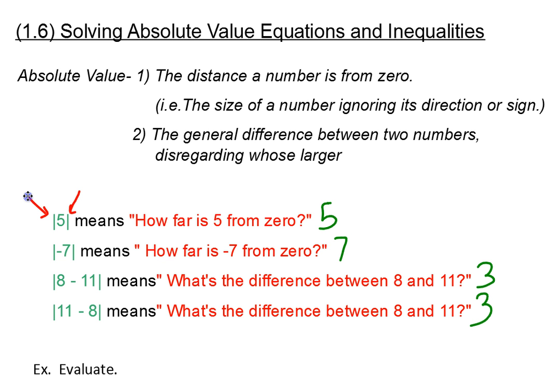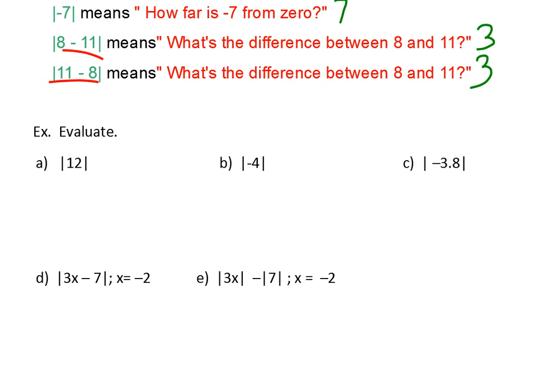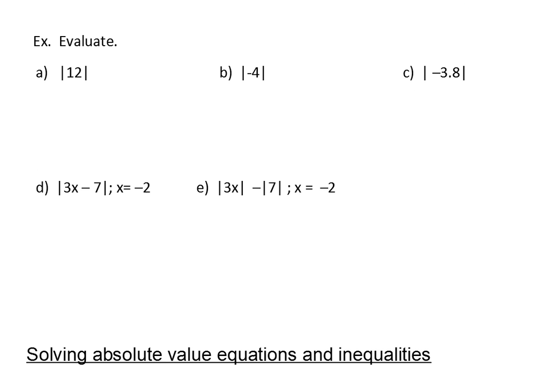Okay. All right. Ladies and gentlemen, moral of the story actually, though, is on these two problems, you can't take the absolute value of two numbers inside. You can only take the absolute value of one number, so you have to do the math to get into one number first. Take a look at some examples here. In this example, it says, what's the absolute value of 12? Well, how far is 12 from 0? 12 spaces. How far is negative 4 from 0? 4 spaces. How far is negative 3.8 from 0?